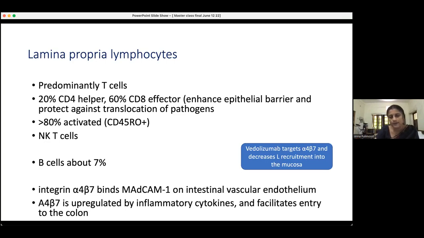So alpha 4 beta 7 binds to MAdCAM and makes the lymphocyte come into the gut mucosa. It's interesting to know that the drug vedolizumab used in IBD actually blocks alpha 4 beta 7. So it blocks lymphocytes from entering the gut mucosa.